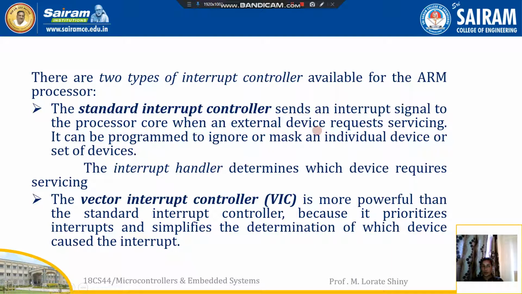Next, there are two types of interrupt controller available for the ARM processor, the standard interrupt controller and the vector interrupt controller. The standard interrupt controller sends the interrupt signal to the processor core when the external device requires servicing. It can be programmed to ignore or mask an individual device or set of devices. Here we have an interrupt handler, which determines which device requires servicing. It makes the priority list ready. Based on this list, the devices will be serviced.